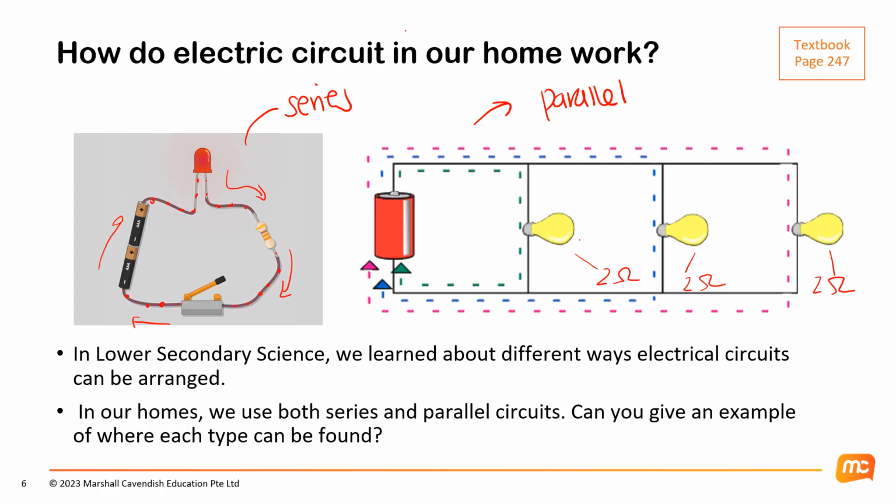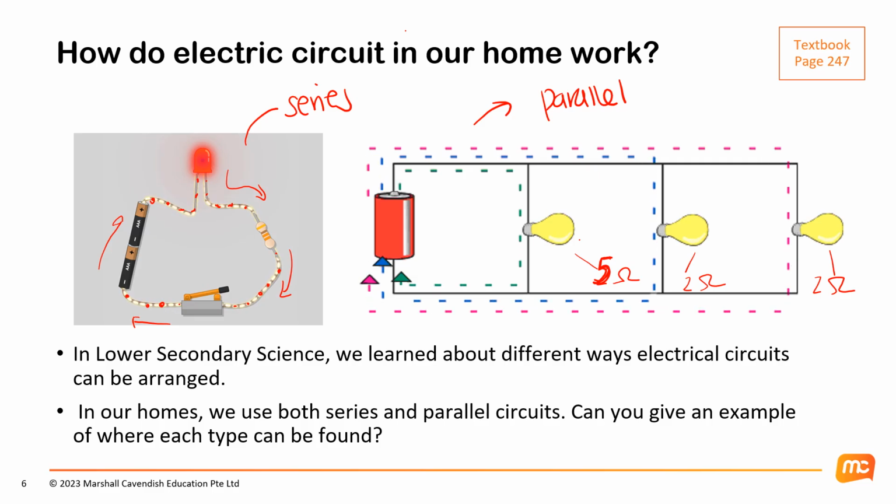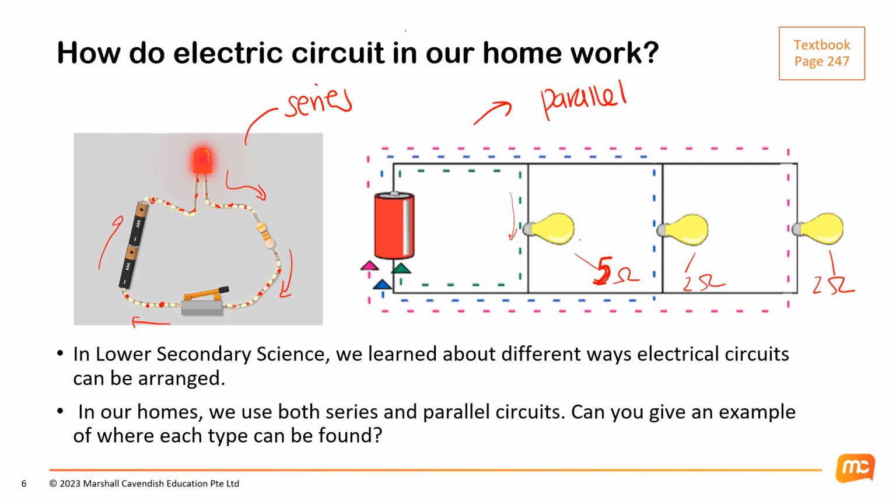And of course, if I have more resistance in one of the branches, let's say for the first one it is 5 ohms compared to the rest at 2 ohms, then the current that it receives in this particular branch will be less, because more resistance, less current. There are more obstacles for the current to move, so obviously there will be less current moving through this particular branch.